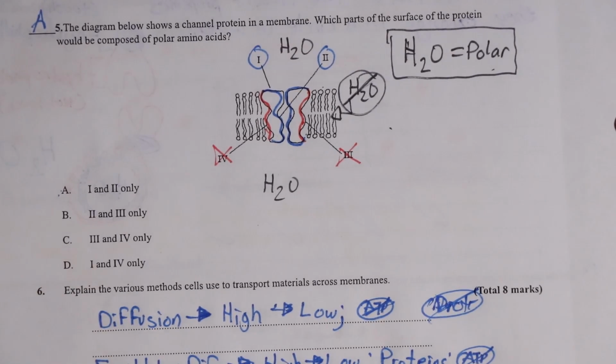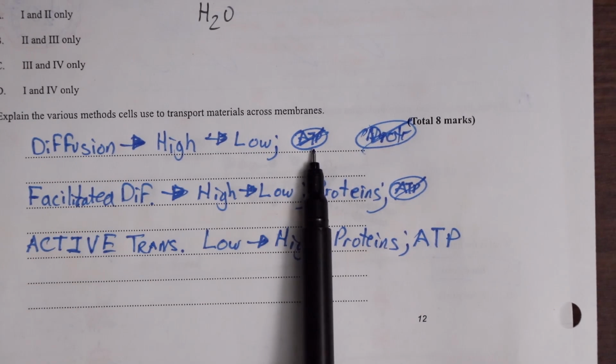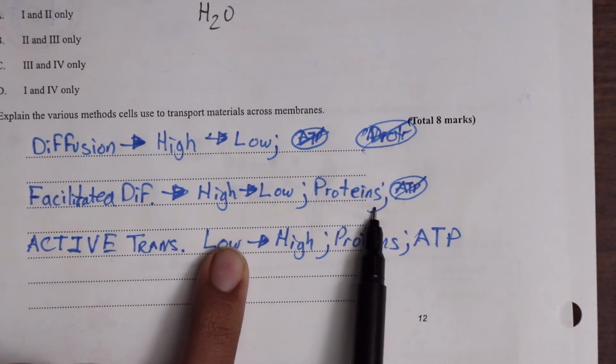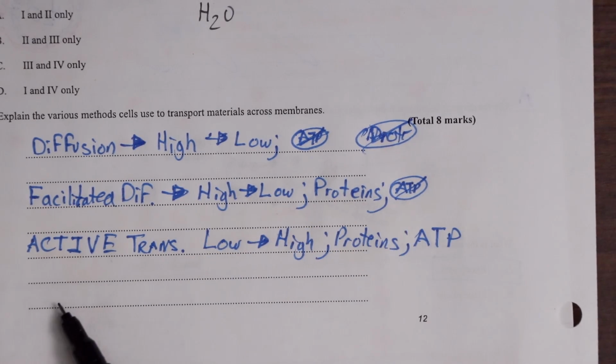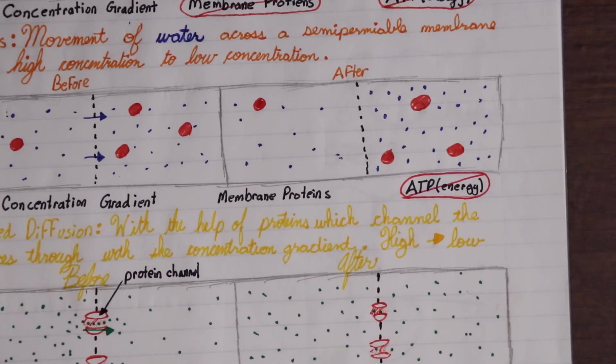Good. Oh, sorry, couldn't see that. Diffusion goes from high to low, no ATP, no proteins. Facilitated diffusion goes from high to low, needs proteins, not energy. Active transport goes from low to high, proteins, ATP. Alright, now going on to the next paper.